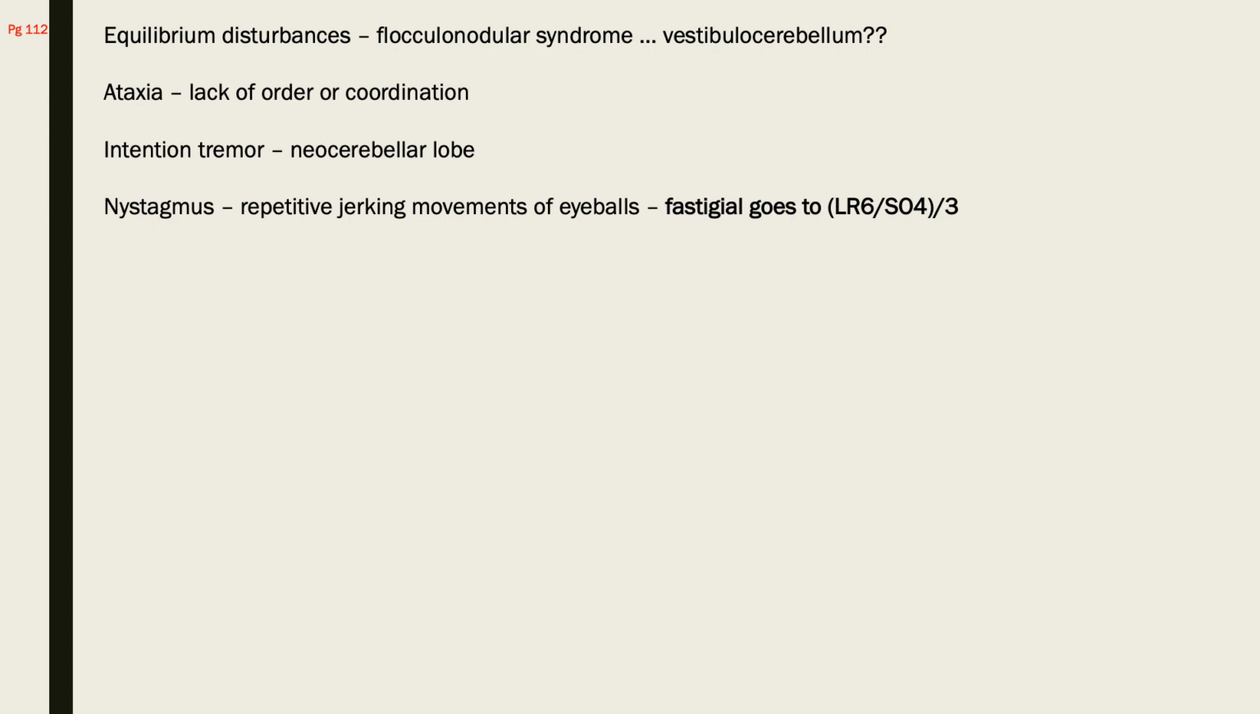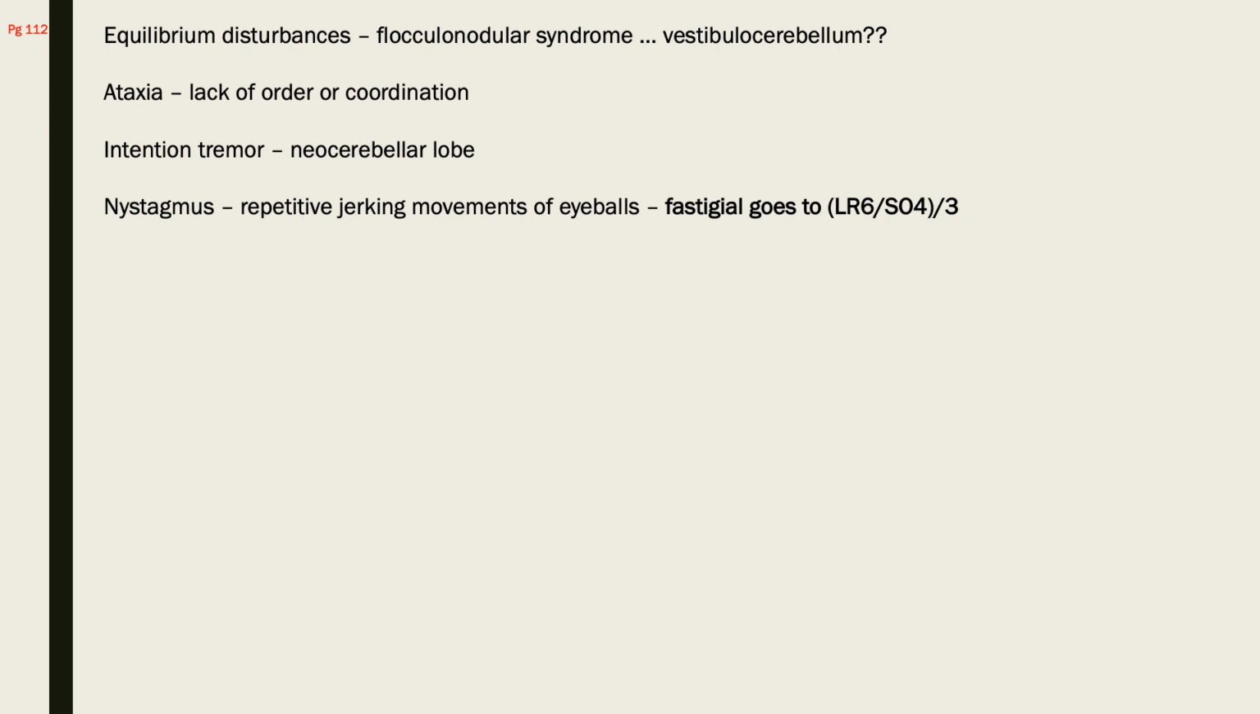Hope that makes sense. And then we have intention tremor. We've talked about this, I think we've talked about this before. So it's when you're intending to make a movement rather than, it says it's unlike Parkinson's, where with Parkinson's we learned that that's a resting tremor. So intention tremors happen more with MS, and this is influenced again out of the neocerebellar lobe. Hopefully that makes sense because the neocerebellar lobe is in control of planning and coordination of movement.